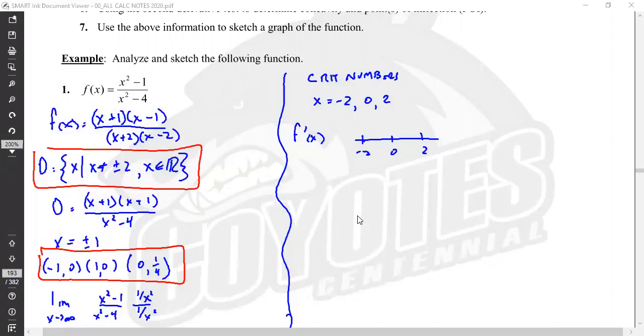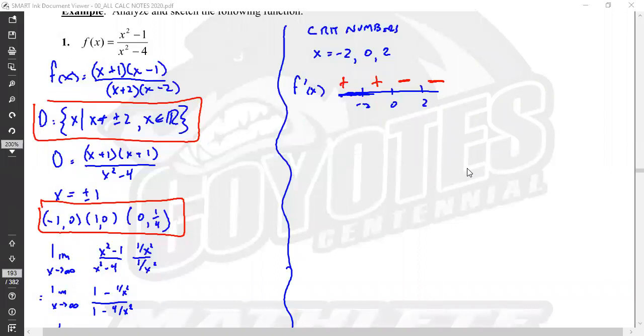Here we have positive values in this interval. When x is negative 1, negative 6 times negative 1 is positive. The denominator is still always positive. When x is 1, negative 6 times 1, so the numerator will be negative. And negative 6 times a number greater than 2 makes that negative. Therefore, it is increasing.